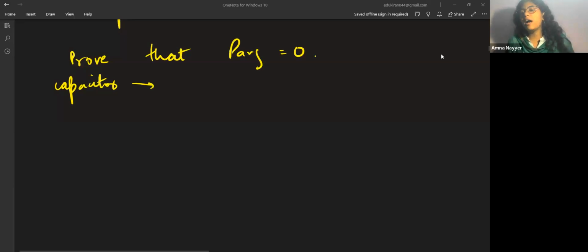Now see, when you have to prove that average power is zero, you can prove it using a capacitor also, you can prove it using an inductor also. Now see, we'll prove it using a capacitor. Only one device we'll prove, the other is similar.